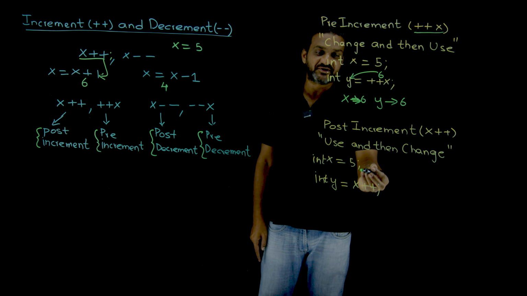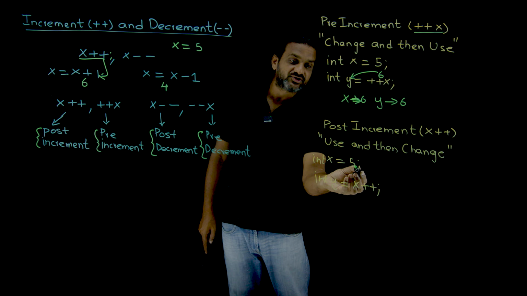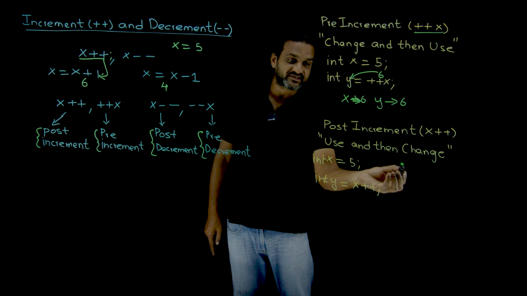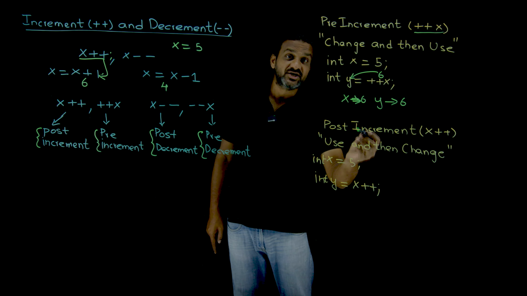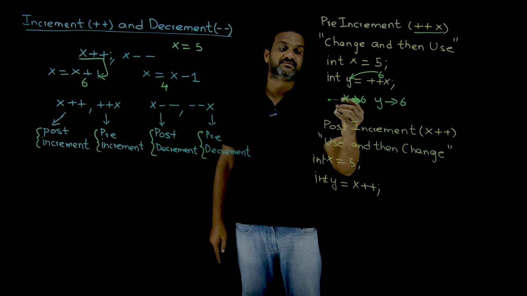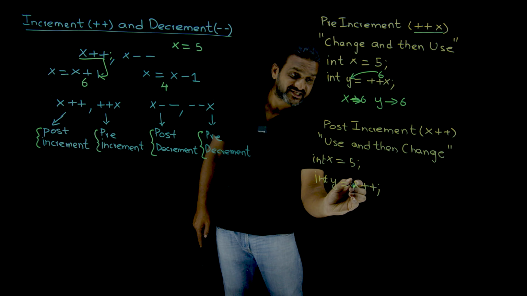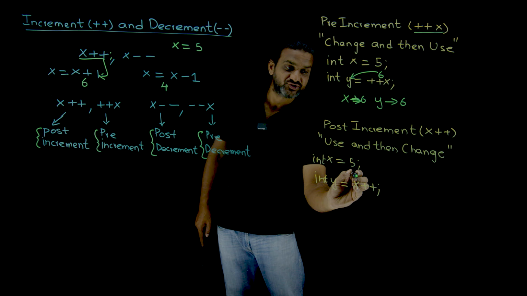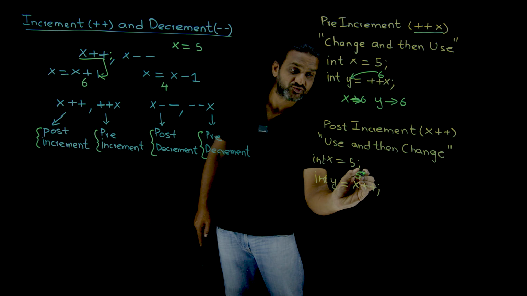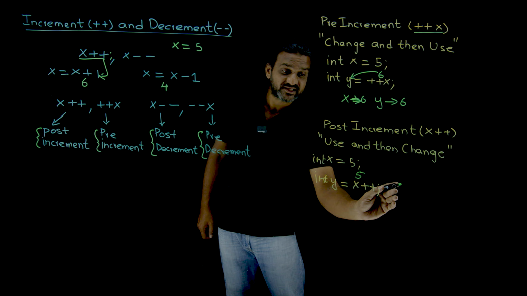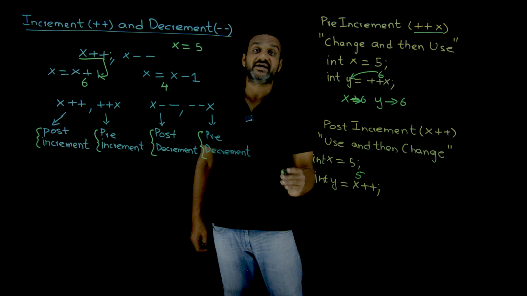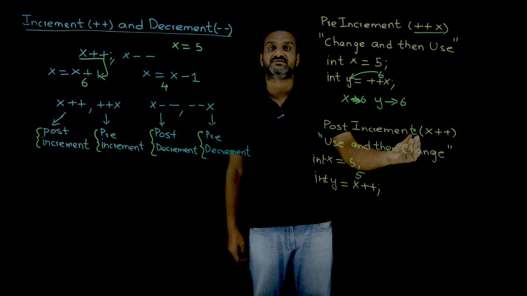Now I have taken the same example. Here int x = 5, the value of x is 5. Now what happens with this? First it is stating to use the value of x, meaning don't just increment this. First use it, meaning the value of x is 5. We are going to use only the value of x. We are not changing it. Now once this entire statement gets executed, after that the increment happens.